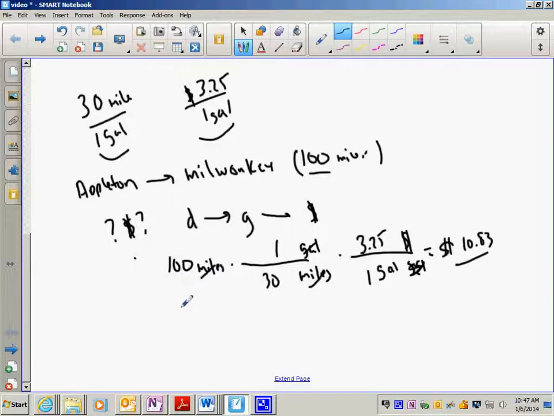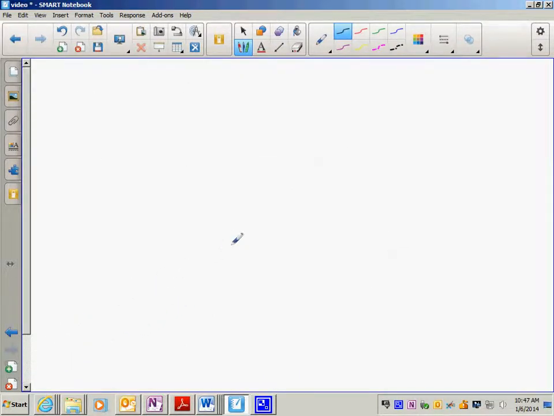Okay. Quick example of this in terms of a chemistry situation. Again, this gets a little bit more abstract. Let's say, for example, we have 200 grams of silver nitrate. And I want to know, of that 200 grams, how much silver is involved there.